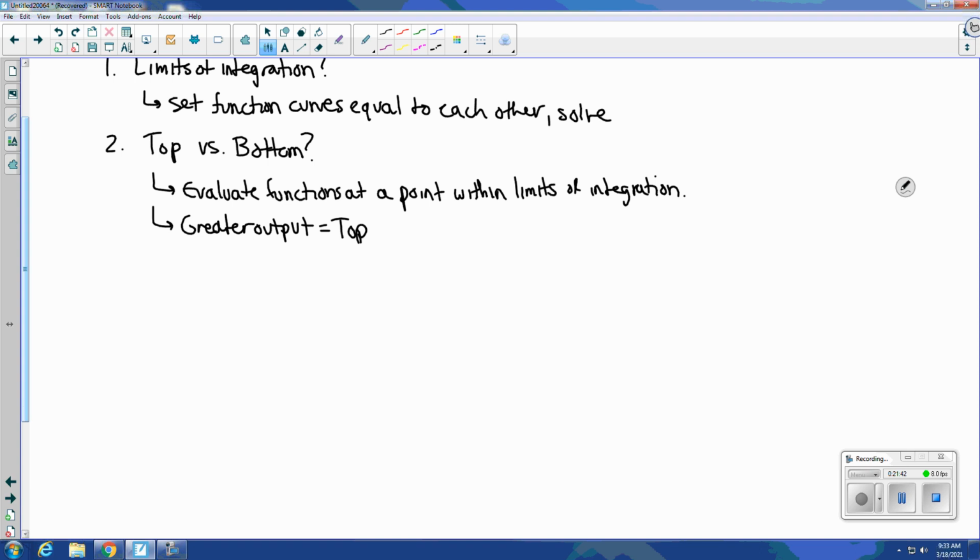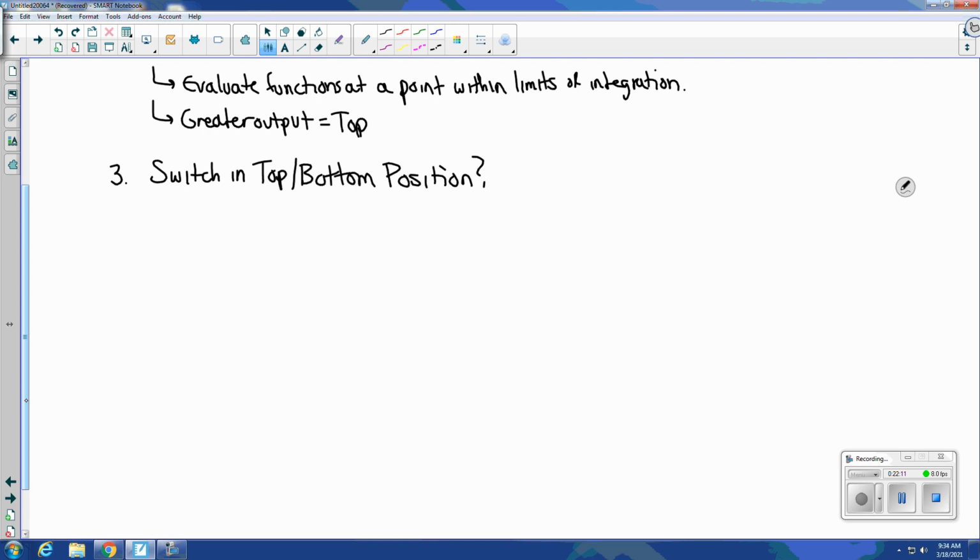So once we have the limits of our integration, once we identify which one's on top or which one's on bottom, the next thing we would want to do is make sure there's not a switch in position within our region of space. So this is best done visually.